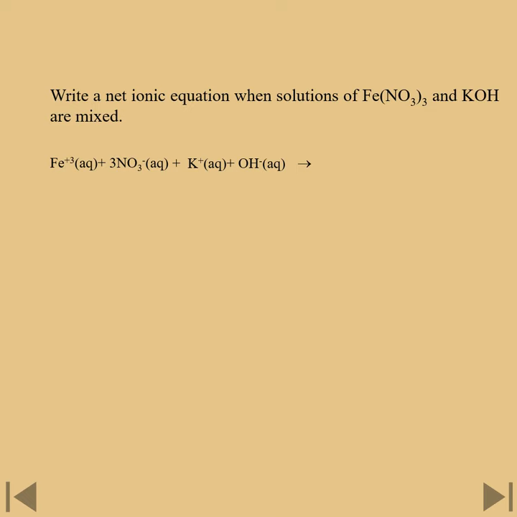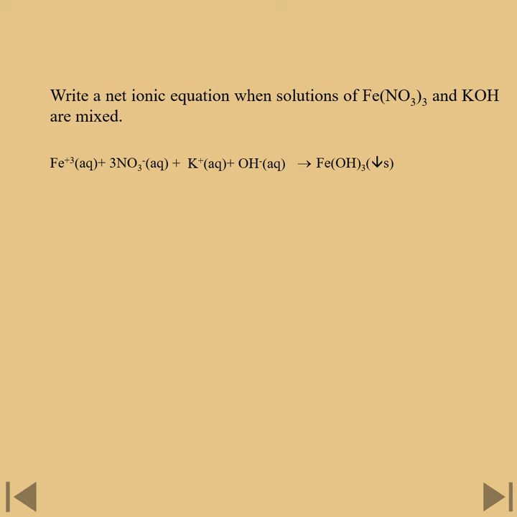Then, step two, we're going to write the formulas of the products. And first we're going to find, are there any insoluble precipitates? We know the iron is soluble with nitrate. Is it soluble with hydroxide? And no, the iron 3 ion is not soluble with hydroxide and forms the insoluble precipitate iron 3 hydroxide.